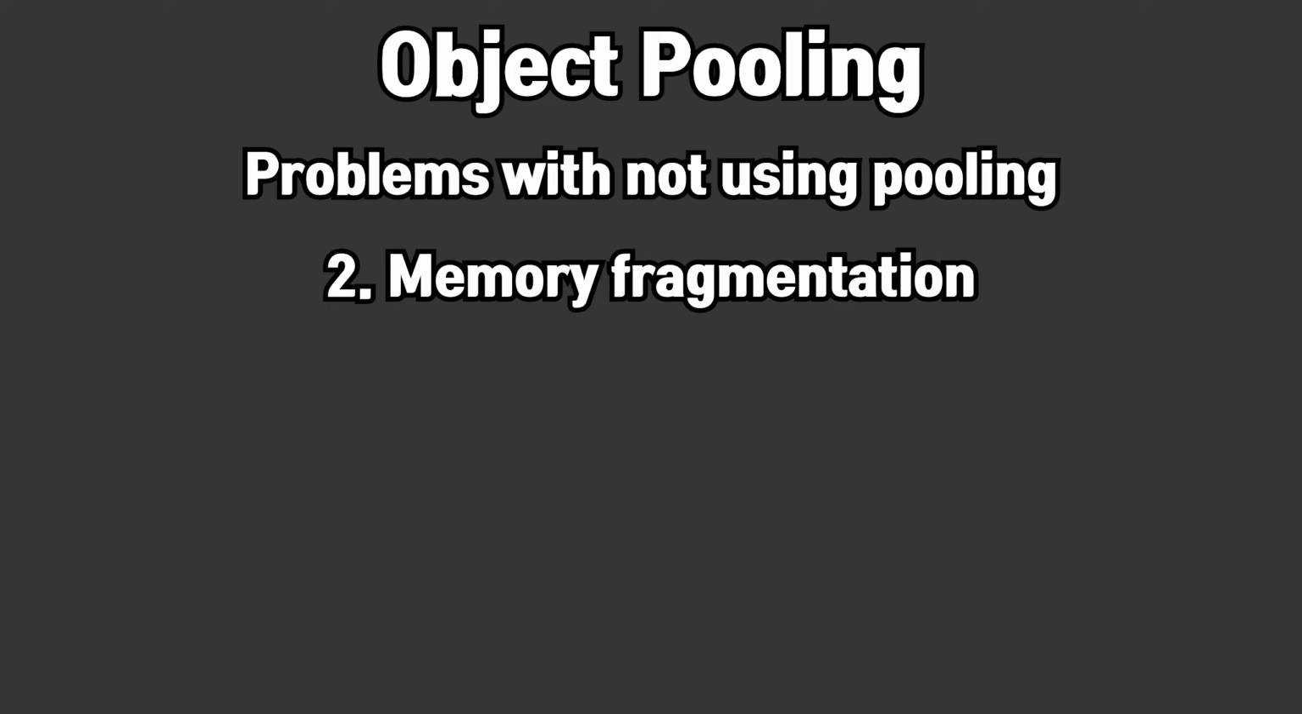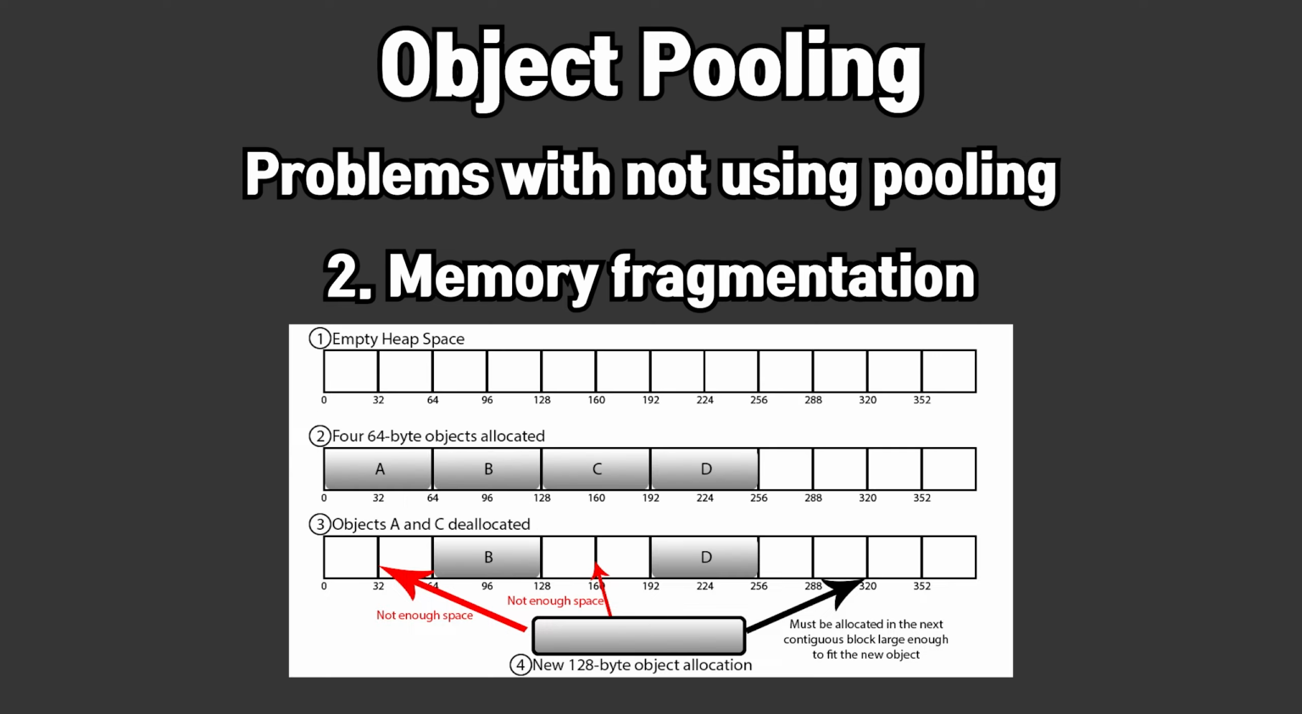A program has a fixed amount of memory from the beginning, but it may be newly allocated depending on the required amount during operation. However, as in this example image, if 64 bytes of A, B, C, and D are allocated and A and C are deallocated, empty space is created as shown in 3. At this time, if you try to create an object of 128 bytes, you have to allocate space after D from lack of space in places A and C.